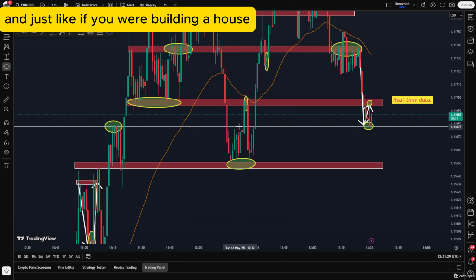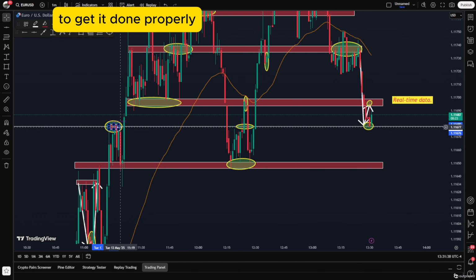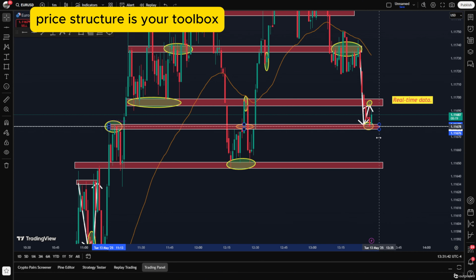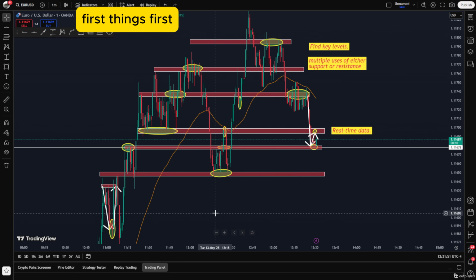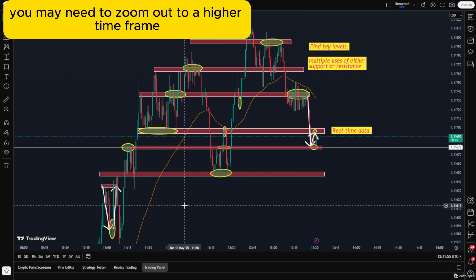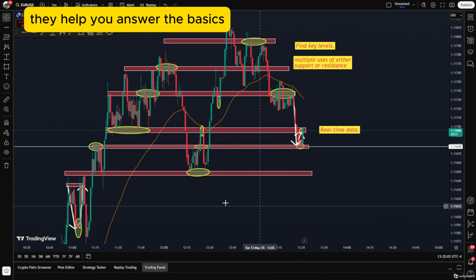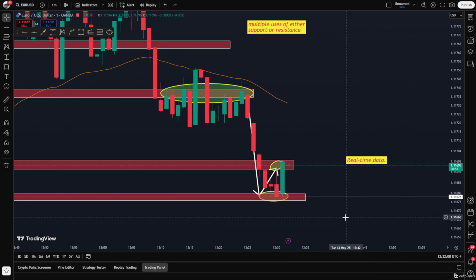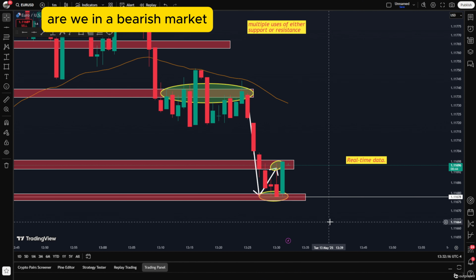And just like if you were building a house, you're going to need a full set of tools to get it done properly. Price structure is your toolbox. First things first, you may need to zoom out to a higher time frame that'll give you a little more clarity. They help you answer the basics. Are we in a bullish market? Are we in a bearish market?